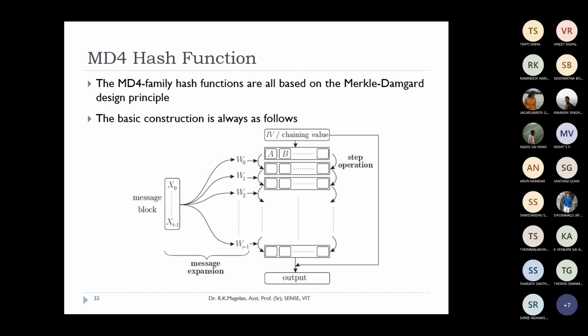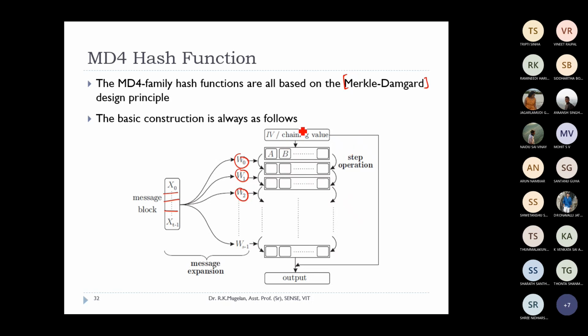Fine. So if you see the MD4 family, it is totally based on the Merkle-Damgard design principle. If you remember properly, we just saw the iterated hash function. Here you'll have the message blocks, and you will be creating multiple blocks of these messages, and each block will be divided into multiple words.